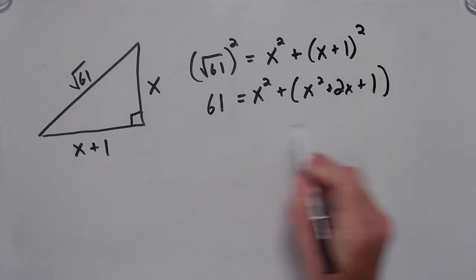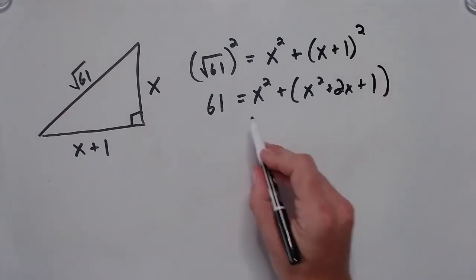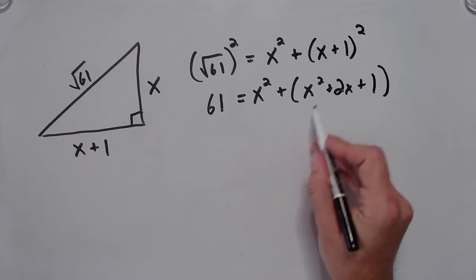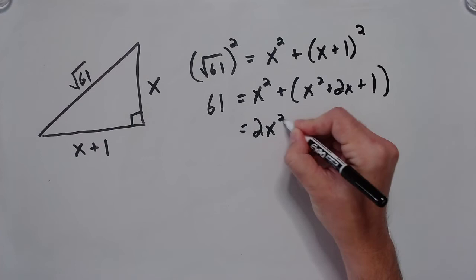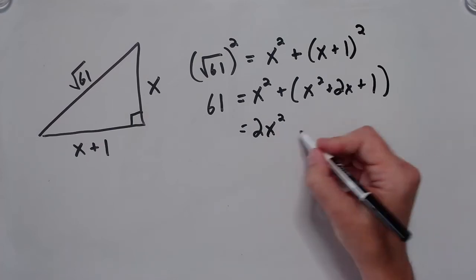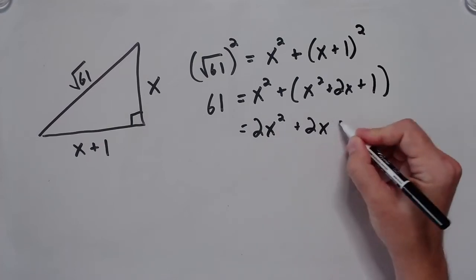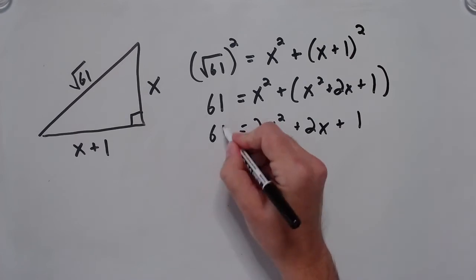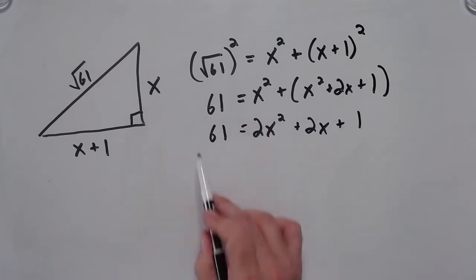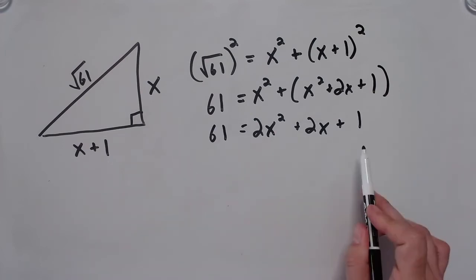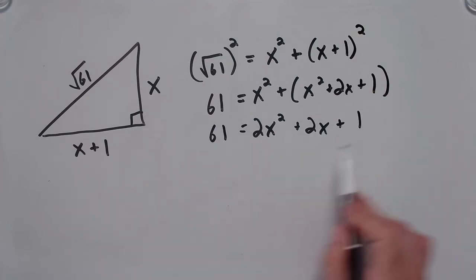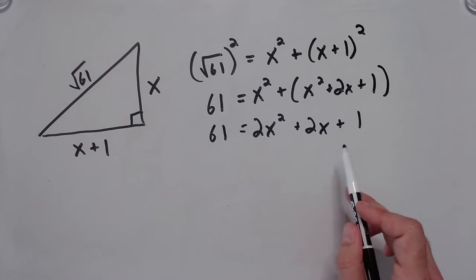So next, I'm going to combine the like terms here. I have an x squared and another x squared. These are like terms. So this turns into a 2x squared, plus the rest of the stuff, plus 2x plus 1 equals 61. So we're trying to find what x is. So we've got a quadratic equation here. We need to set this equal to 0 to find out what x could equal.